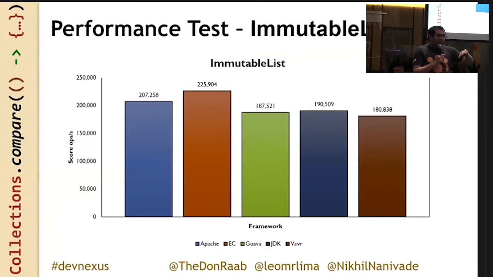Now you'll see Eclipse Collections in the immutable list has a slight edge. I mean, it literally has an edge of, like, over 200,000. So it's not a very big edge, so to say, but it is the fastest.